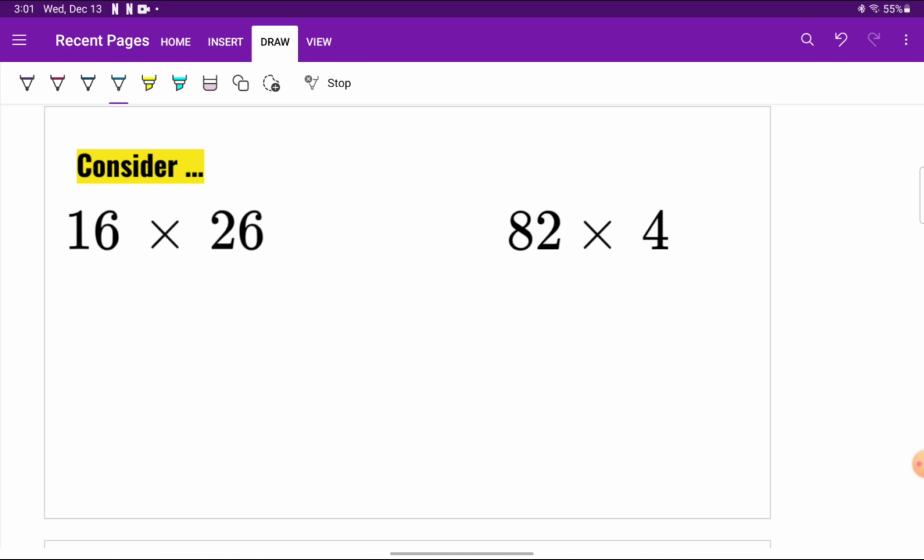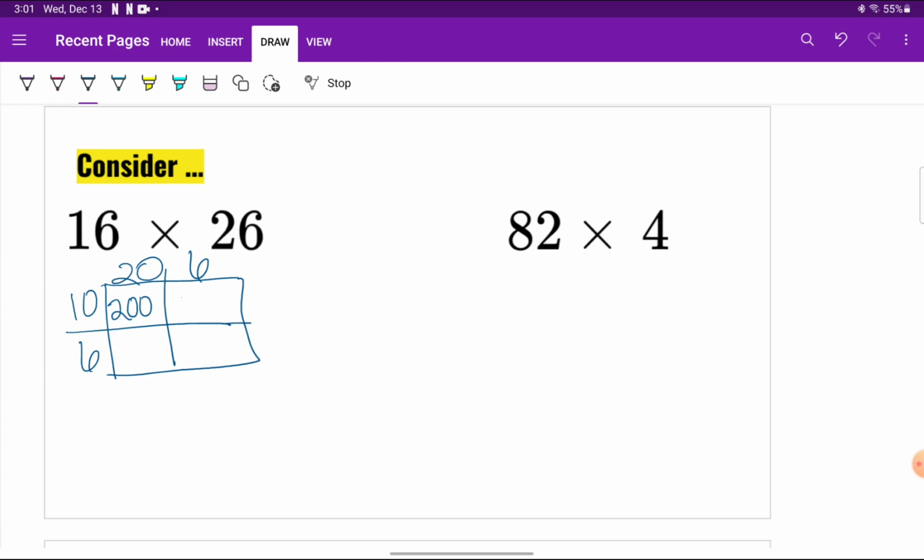The more we work with this model, the more we're really kind of representing what we do if we're working in our head or estimating because we've already developed some fluency, right? I can set up 10 and 6 with 20 and 6, and then I've got 200, 60, 120, 36. So that's 180, 200, 380 plus 36, 416.